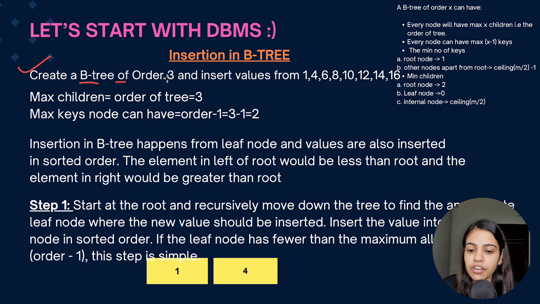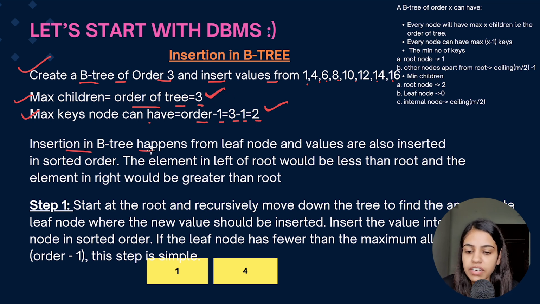So create a B-tree of order 3 and insert values 1, 4, 6, 8, 10, 12, 14 and 16. So the maximum number of children a node can have is equal to the number of block pointers, which is equal to the order of the tree, that is, the order of the tree is 3. Now coming to the maximum number of keys a given node can have, that is order - 1, that is 3 minus 1, so 2. So the maximum number of keys a node can have here is 2 and the maximum number of children a node can have is 3.